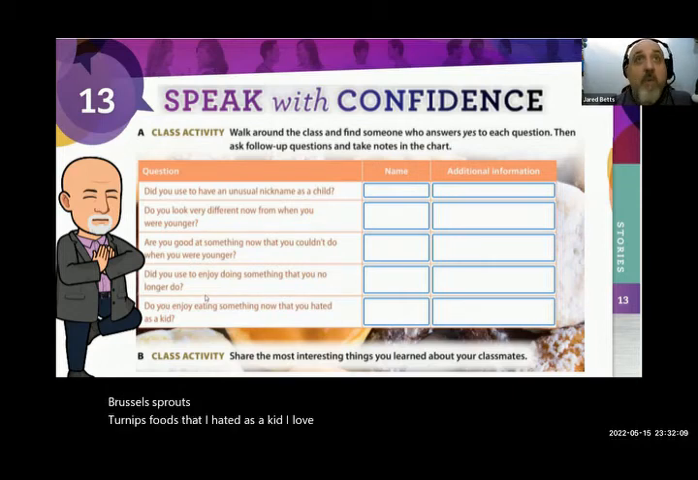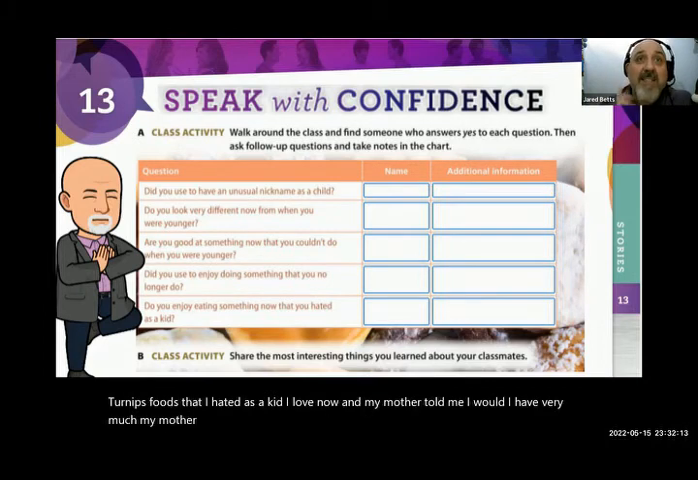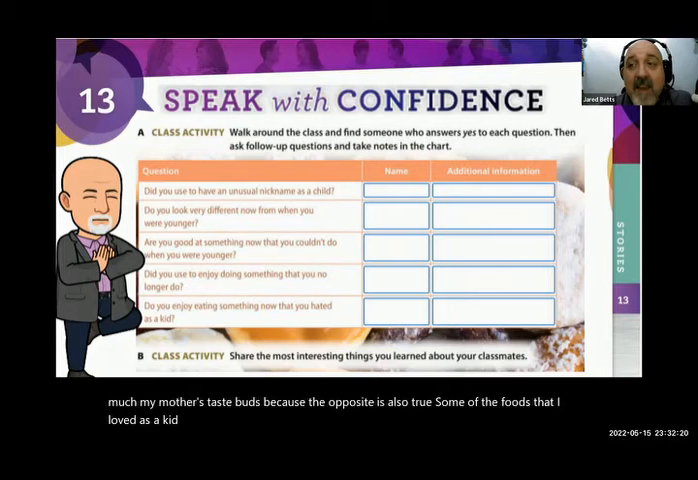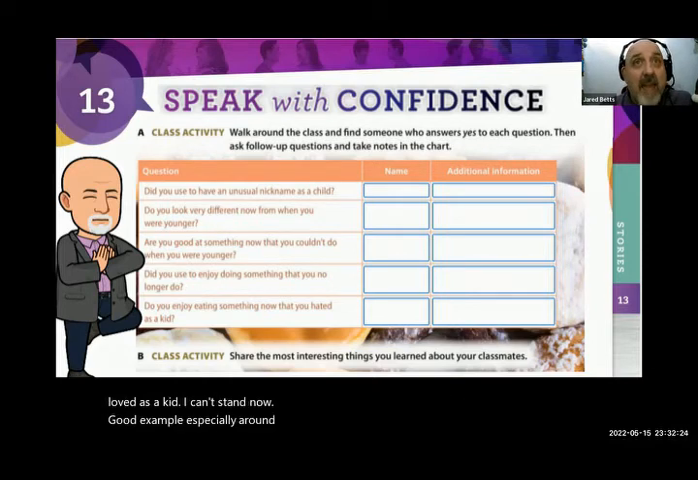And my mother told me I would. I have very much my mother's taste buds because the opposite is also true. Some of the foods that I loved as a kid, I can't stand now. Good example, especially around Easter, Cadbury eggs.